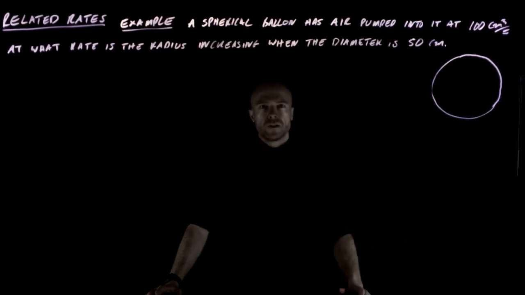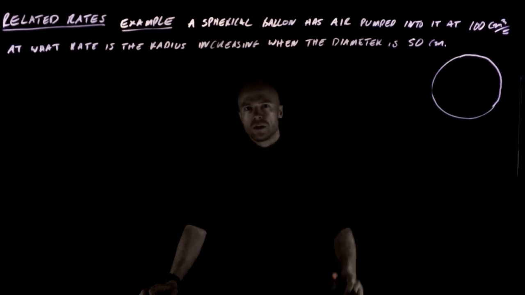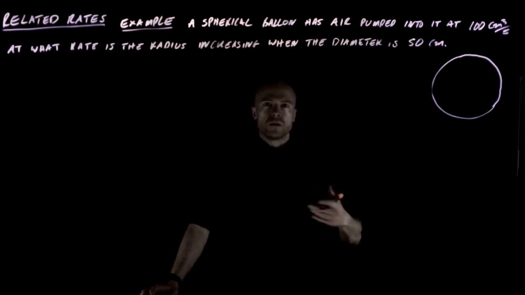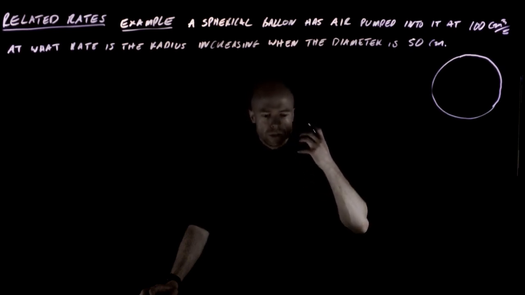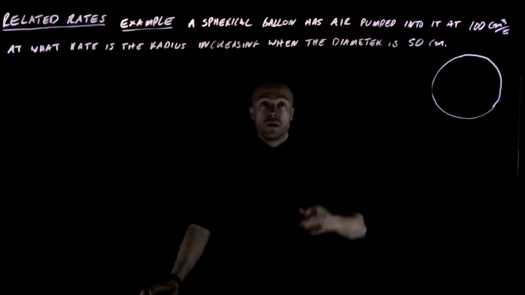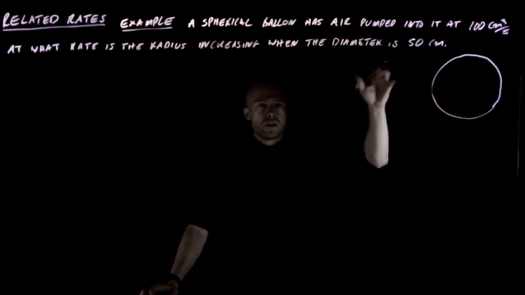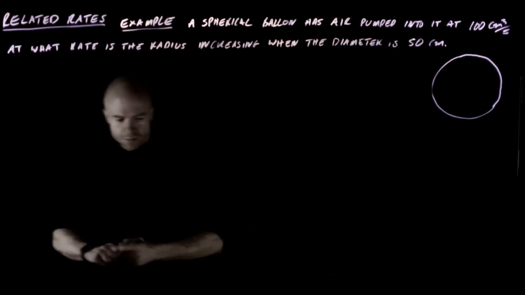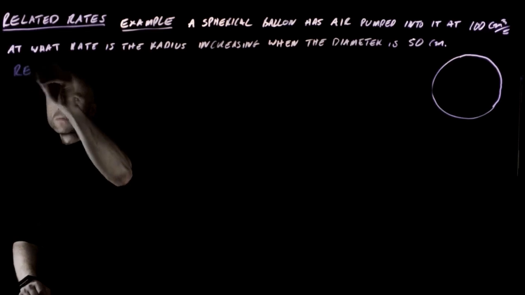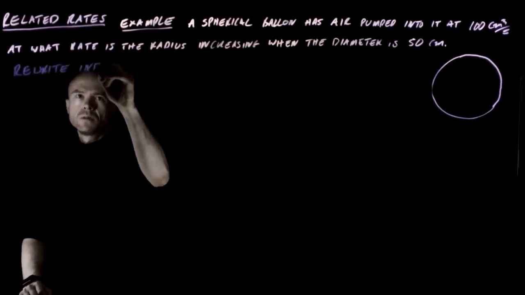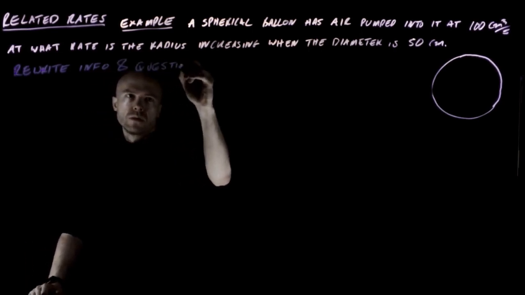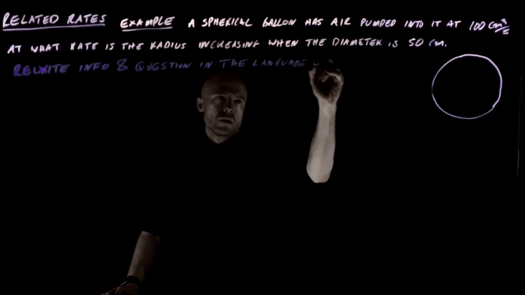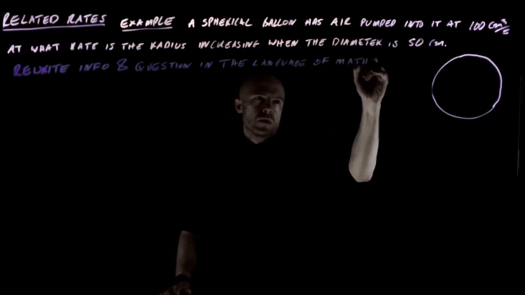You can imagine being asked this question, and it might seem like a very difficult question, but it isn't for us, because we have the powerful tools that we've been learning. We have this language, we have this machinery that allows us to analyze this. And our first step is to rewrite this question and rewrite the information given in the language of maths. So, we write info and question in the language of maths.